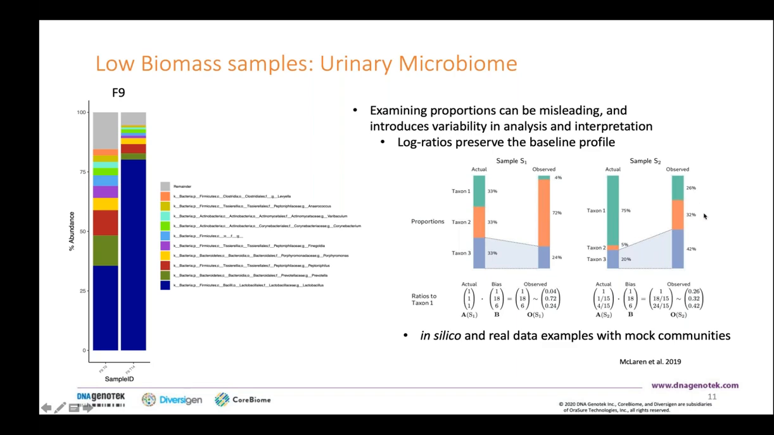So this is well described. There's the paper I mentioned, Macklaim et al., where they walk through in silico and mock community examples that demonstrate this property, that proportions don't necessarily give you the right answer, and that log ratio data preserves the expected profile.